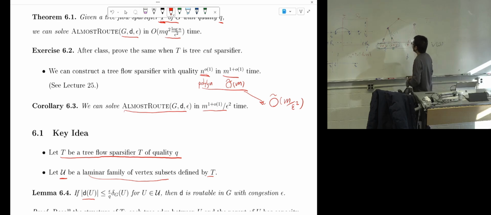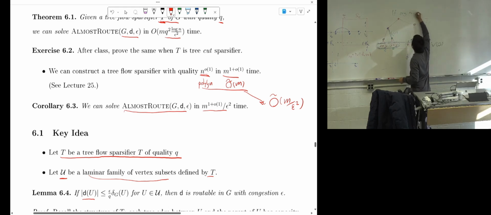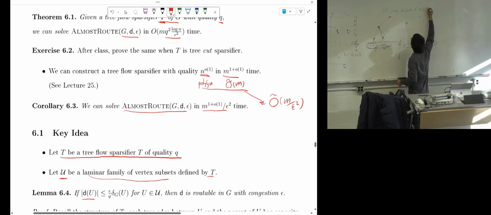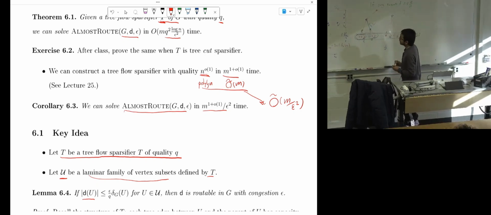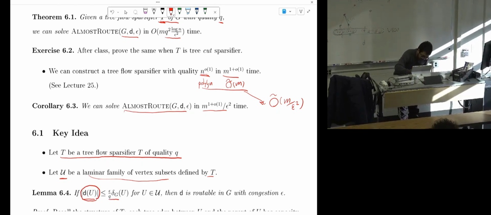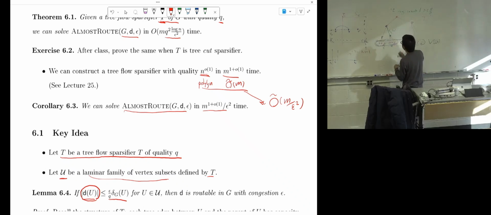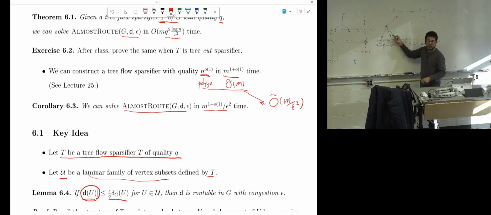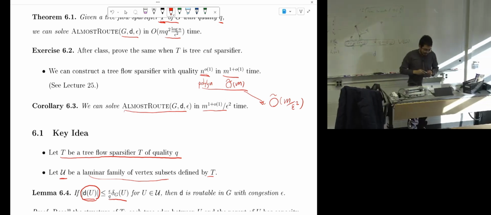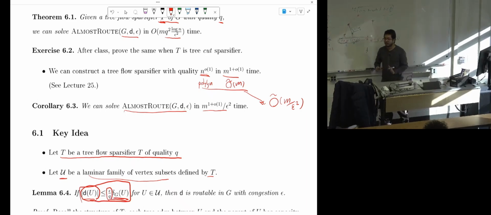So suppose that when I try to route this demand D, the congestion to route D is at most epsilon over Q. This is the same thing as saying that the total demand inside the set, for example this one, is less than the cut size times epsilon over Q. Okay. Suppose this is the case.